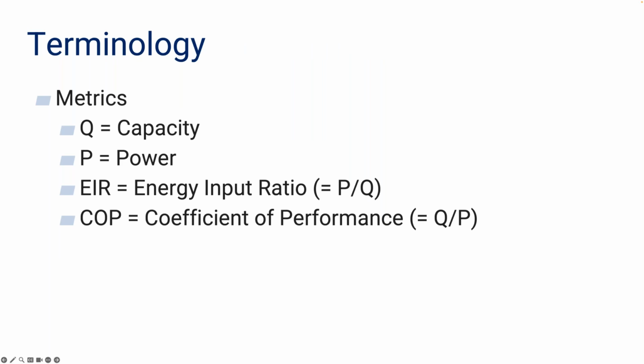And as I go through this, it's hard for me to keep track of everything sometimes. So I'm going to start by setting up some terminology before we dive in. There are two primary metrics that we look at when we talk about performance: the capacity of the equipment and the power. You can get at power from either the energy input ratio, which is the power divided by the capacity, or a COP, which is the capacity divided by the power. And so we'll sometimes rely on those two to help fill in the performance at various conditions.